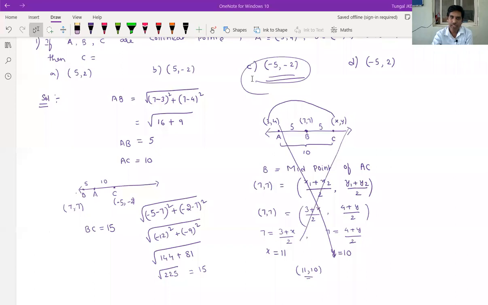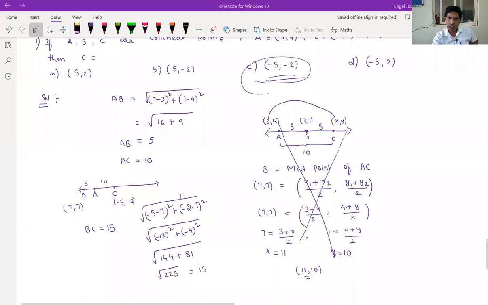Sir, they already gave the AC distance, right? AC distance is given as 10, and the AB distance we solved as 5. So the BC distance we are getting is 15. So that 15 you are verifying. The C point you take from the options, by trial and error method. Yes, trial and error method only. In the place of C, you have to consider the options one by one, and where you get a distance of 15 between B and C, that is the right answer.